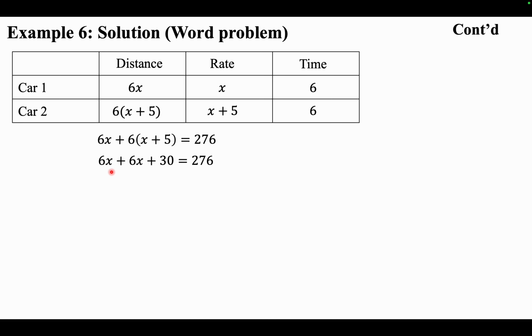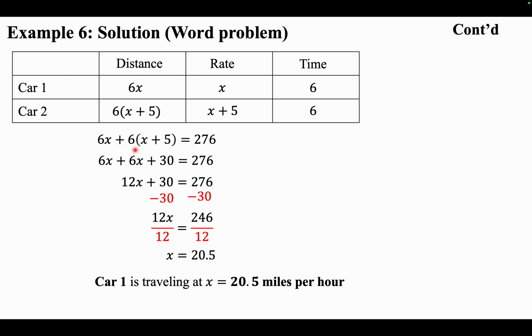Combine the like terms, 6x and 6x makes 12x. Subtract 30 on both sides. And we can divide by 12 to isolate the variable x. So that means x equals 20.5. And we know that x represents the rate of car 1. So car 1 is traveling at 20.5 miles per hour.